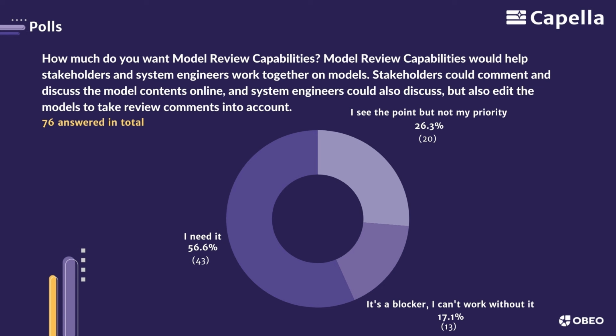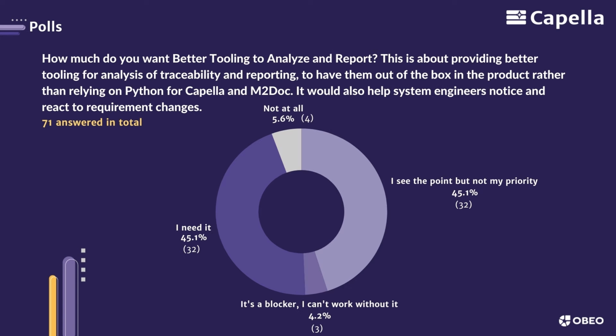So fourth question is, how much do you want better tooling to analyze and report? Basically, are you satisfied with using Python for Capella or M2Doc as I showed earlier, or do you think it would be useful to have more directly in the tool integrated, either in Capella or maybe online or both? And this kind of feature would be useful, and how much?